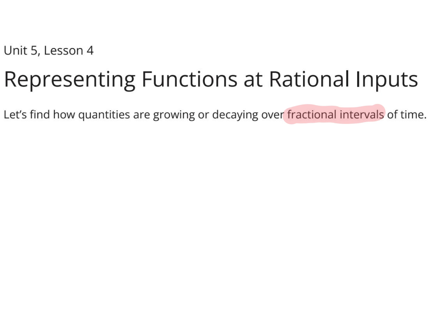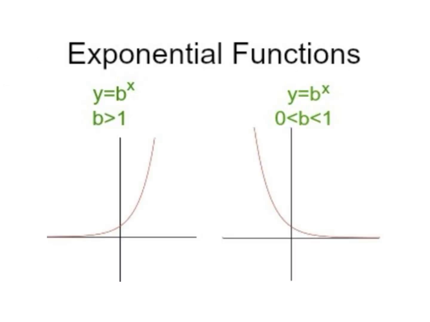So remember what we did in lessons 2 and 3 with the inputs. Again, B must be bigger than 1 for growth to occur. And if B is bigger than 0 but less than 1, you have decay or depreciation when it comes to money or value of things.